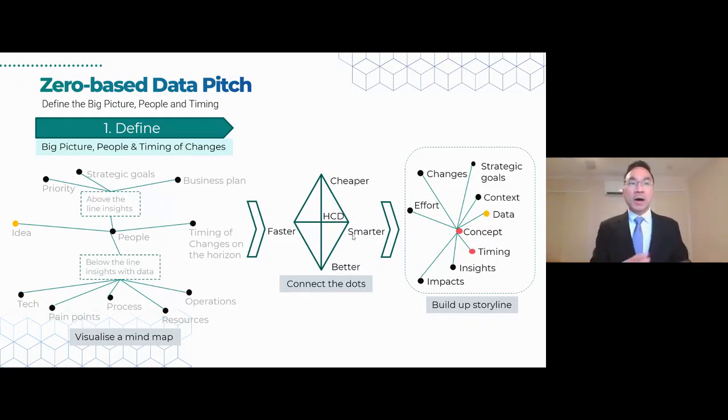Then the below the line insights are the part that is very close to data professionals, in terms of tech. What is the movement? Is there any major change in the tech landscape, like moving to the cloud, or change in the data? Then pain points, for example, cybersecurity is a pain point for a certain organization. I will list out the key points that relate to my initiative. Then around the process, what is the current process? Is there any known bottleneck that relates to the initiative or the idea that I have?